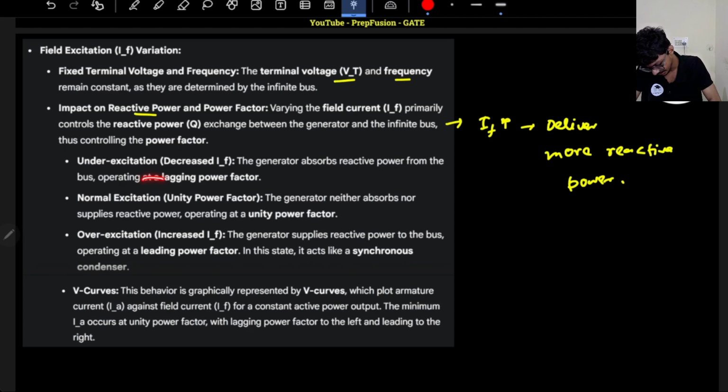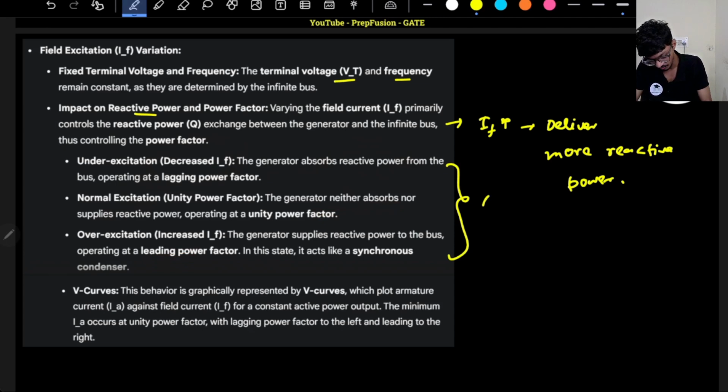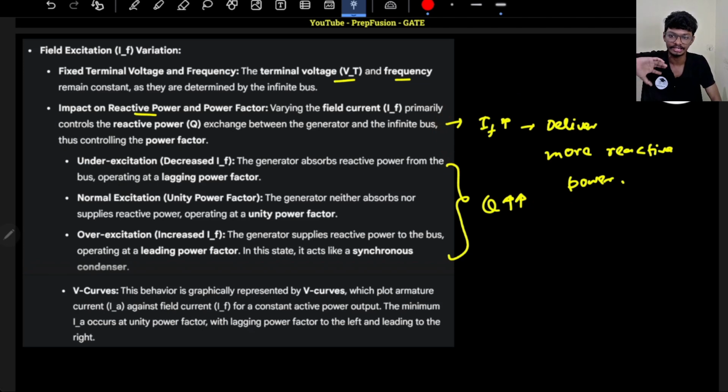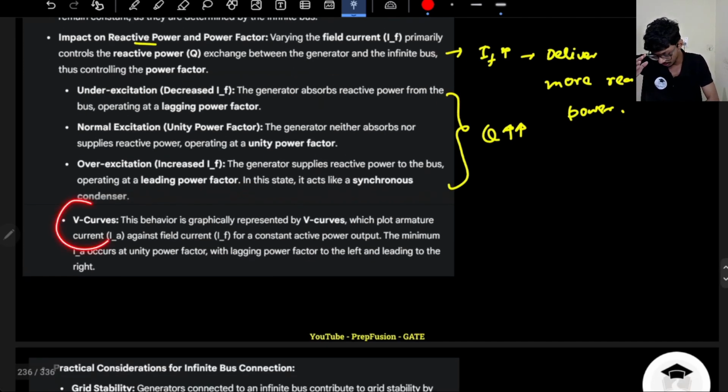Basically, under excitation is less, so the generator will absorb reactive power. At normal excitation, the generator will not absorb any reactive power, and over excitation, the generator will deliver. So you see that in all these cases, from under excitation to over excitation, the reactive power delivered is increasing. If I am increasing the field current, reactive power will be delivered. That is what we plot in V curves.